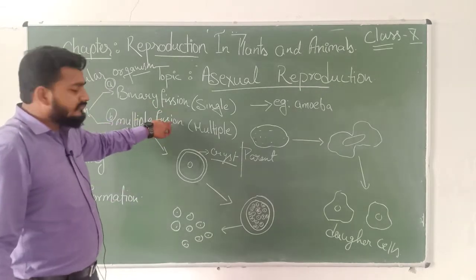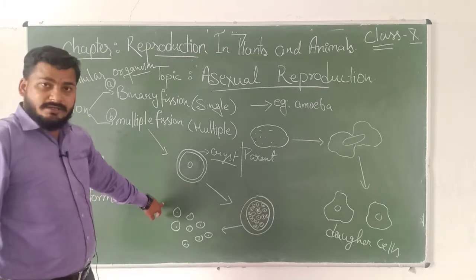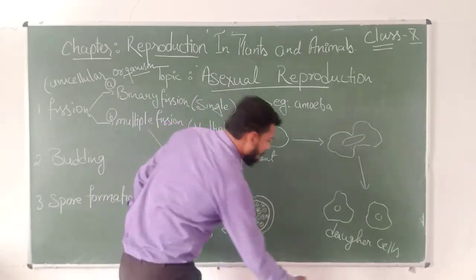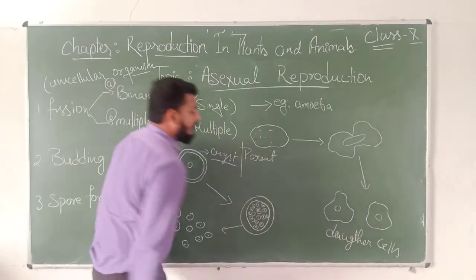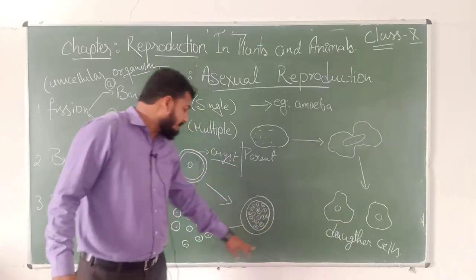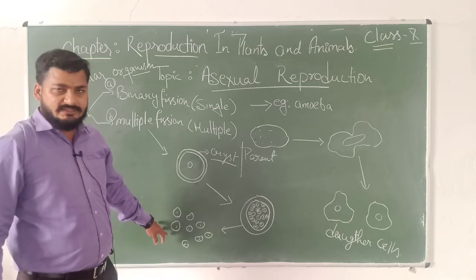In comparison of these two techniques, multiple fission is a faster technique, because in binary fission at a time 2 daughter cells were produced, but in multiple fission more than 2 daughter cells are produced.